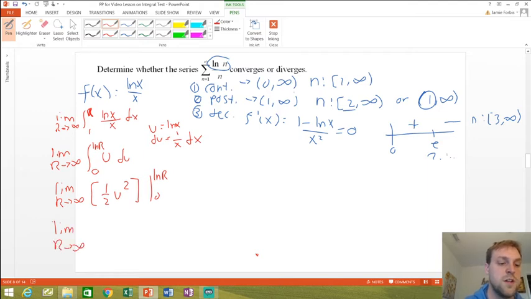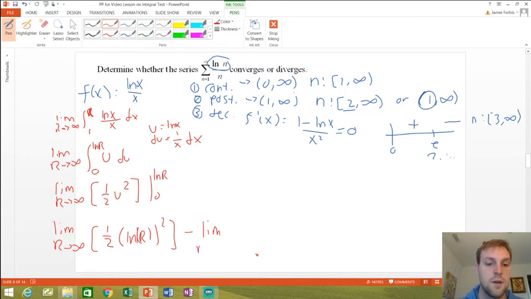So that's the limit as r approaches infinity of 1 half ln of r. That's actually not absolute value of r because we didn't integrate it. Sorry, so that's just ln of r squared, minus the limit as r approaches infinity of 1 half 0 squared. Okay.